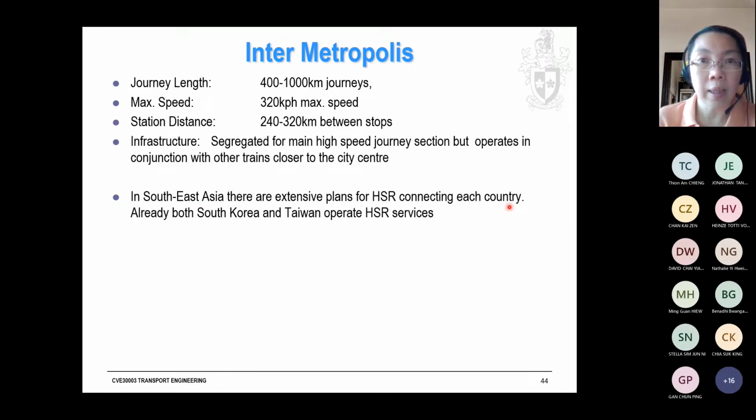Okay, so next up we look at intermetropolis. Journey length is more than 400 to about 1,000 kilometer. Speed is about 320 kilometer per hour max. Station distance usually very far apart, because we are talking about intermetropolis, inter large cities. The infrastructure for this type of train system is segregated for main high-speed journey section, but operates in conjunction with other trains closer to the city center. All right.